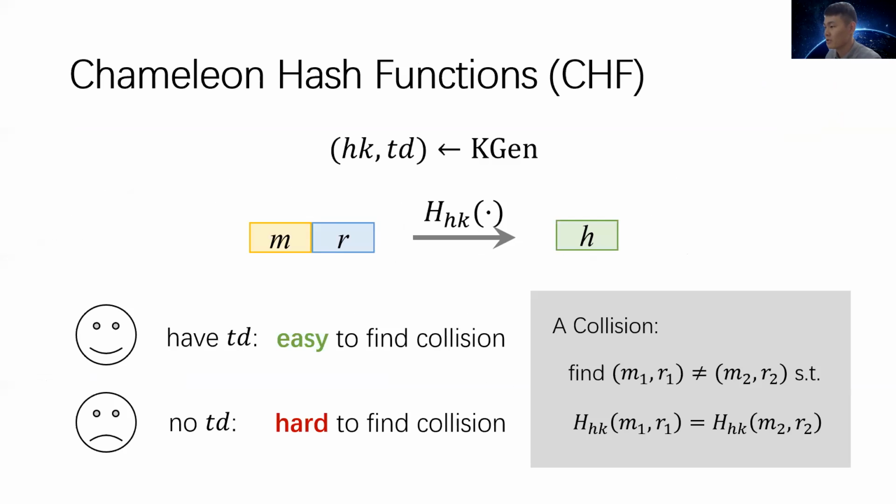A Chameleon hash function is a special hash function indexed by a hash key, HK, which is associated with a trapdoor, TD, in the key generation algorithm. It has two parts of input, message M and randomness R. On the one hand, given the hash key only, which means no trapdoor, it's hard to find a collision. On the other hand, one can easily find collisions with the help of the trapdoor, namely by the trapdoor collision algorithm. Here, a collision means that two different inputs lead to the same hash value.